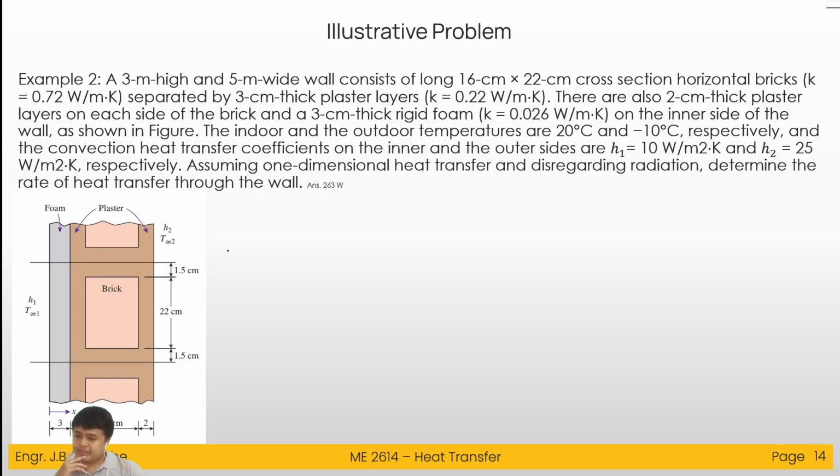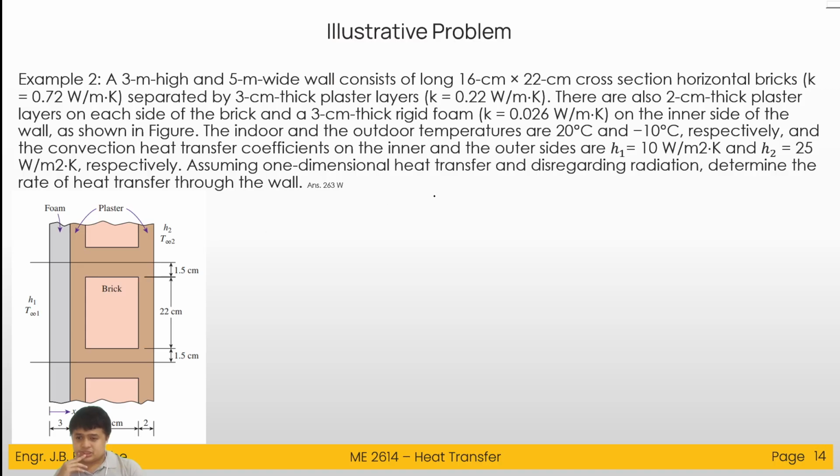And then you have a plaster layer, a foam layer, okay, and then you have the given thermal coefficients for that. The indoor and outer temperatures are given. The convective heat transfer coefficients are also given. And you want to find the one-dimensional heat transfer, or the heat transfer rate, no, to the wall.